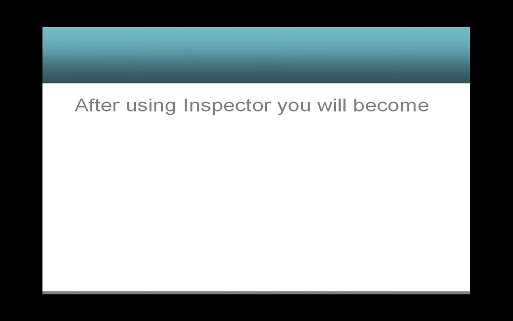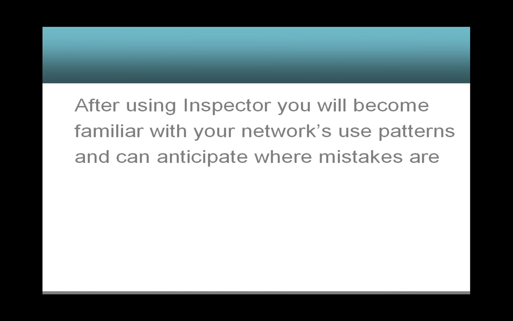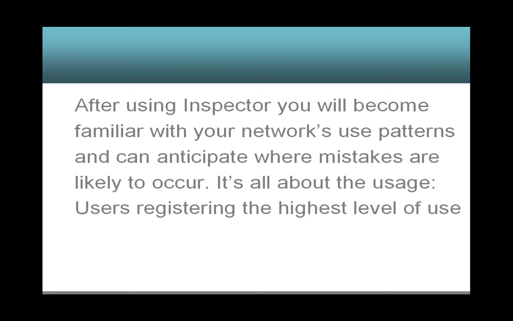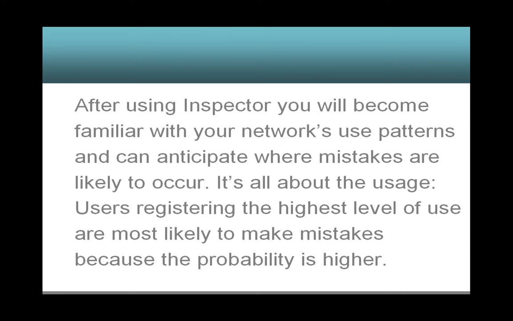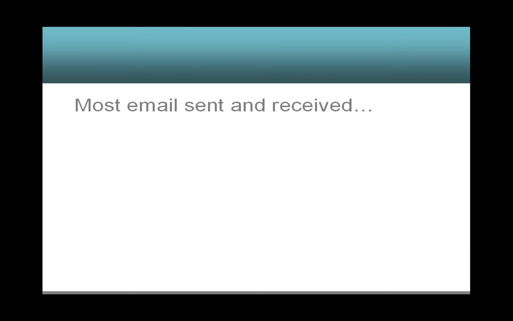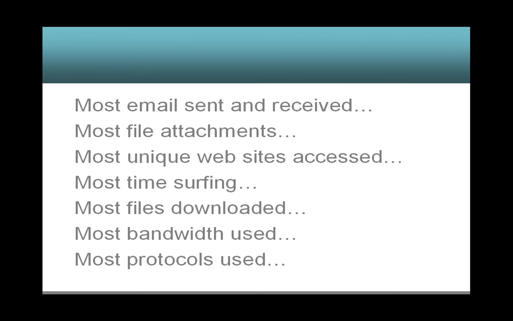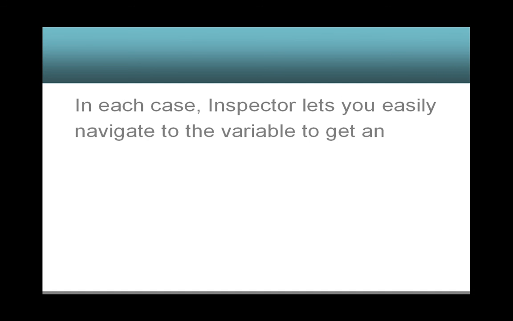After using Inspector, you will become familiar with your network's use patterns and can anticipate where mistakes are likely to occur. It's all about the usage. Users registering the highest level of use are most likely to make mistakes because the probability is higher. Most emails sent and received, most file attachments, most unique websites accessed, most time surfing, most files downloaded, most bandwidth used, most protocol used. In each case, Inspector lets you easily navigate to the variable to get an accurate and detailed answer.